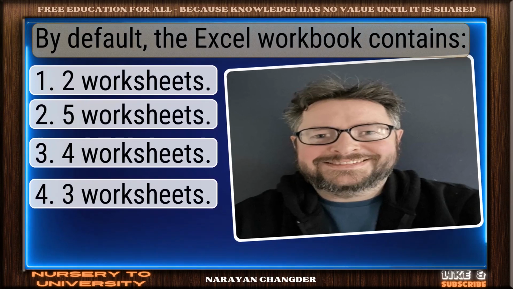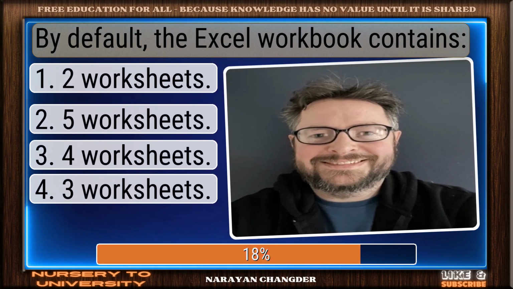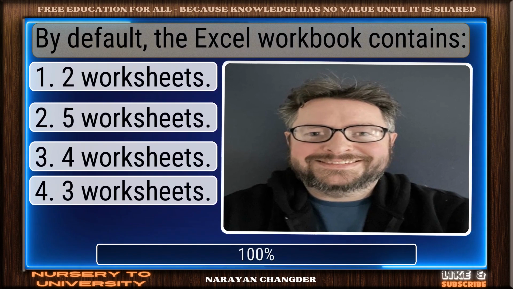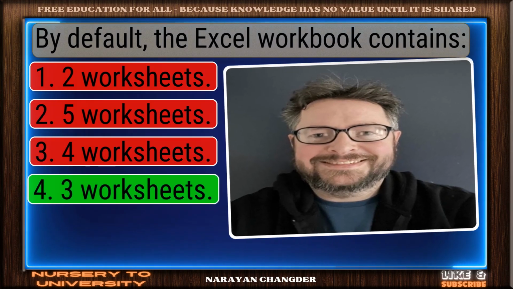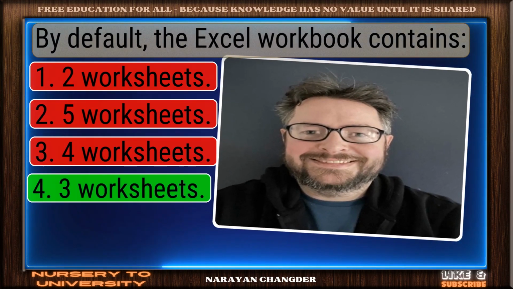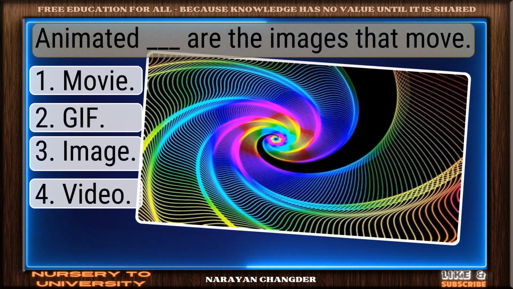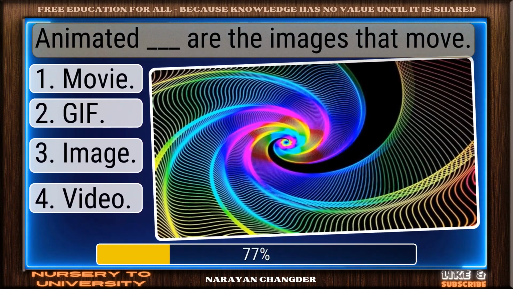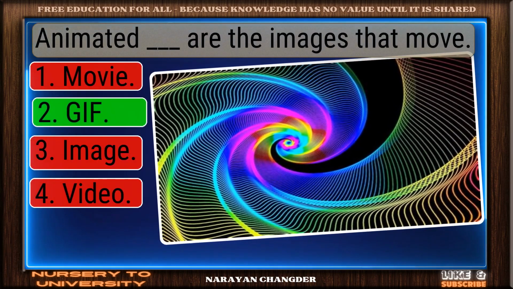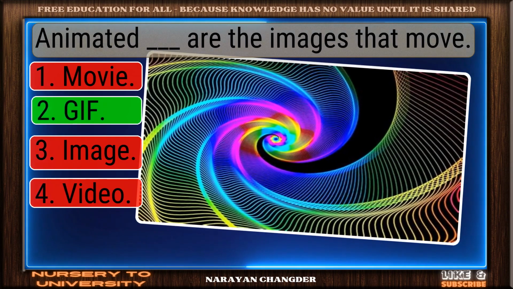By default, the Excel workbook contains. Excellent choice. 3 worksheets is the right answer. Animated dash are the images that move. Nice selection. GIF is the correct and valid answer.